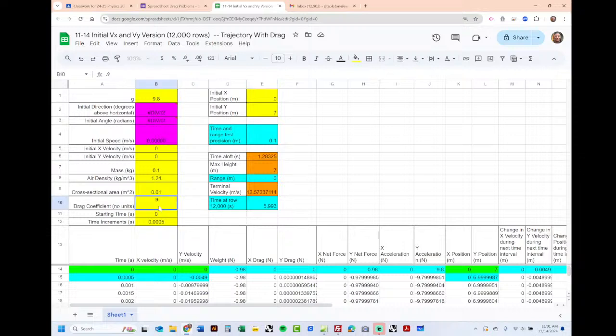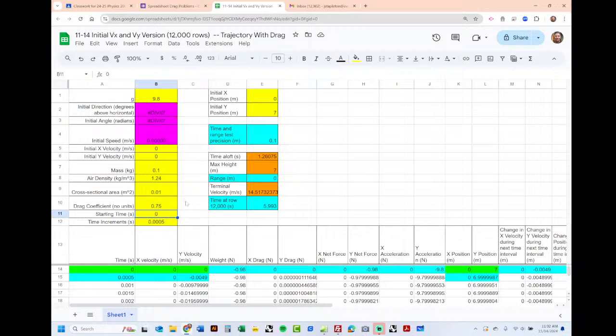So let me bump this down to 0.9. Takes a while because there are 12,000 rows here. Time aloft is now 1.2745. I'm going to go down to 0.8. Time aloft is now 1.26525, so getting closer. 0.7 for the drag coefficient. 1.256. I've gone past it, so let's try 0.75. And that's close enough. So 0.75 is the answer to number 2.